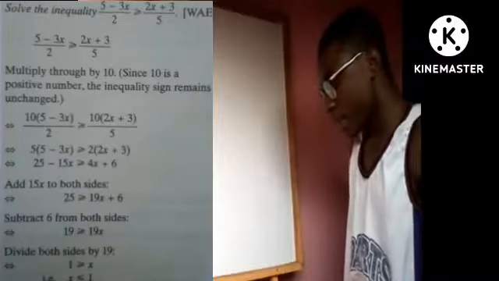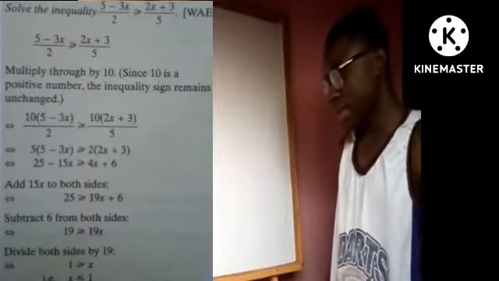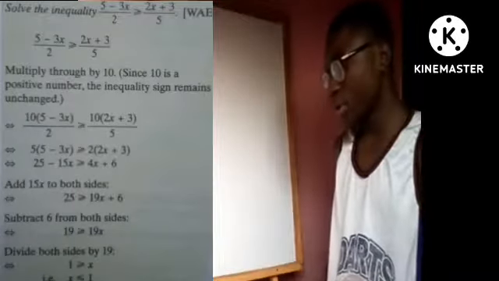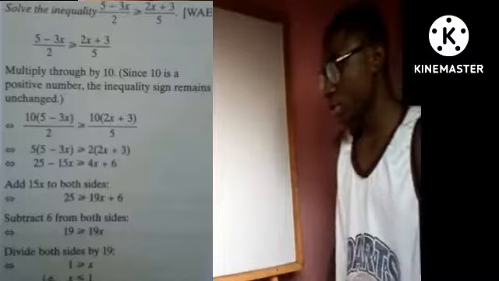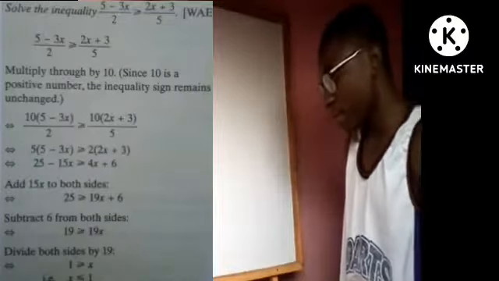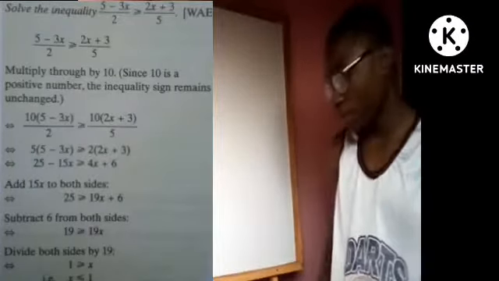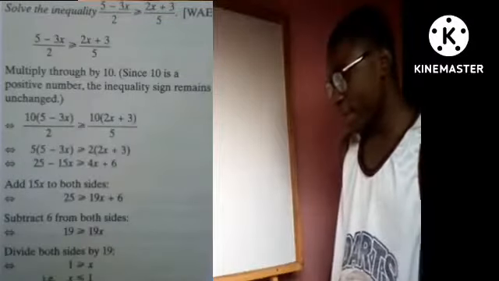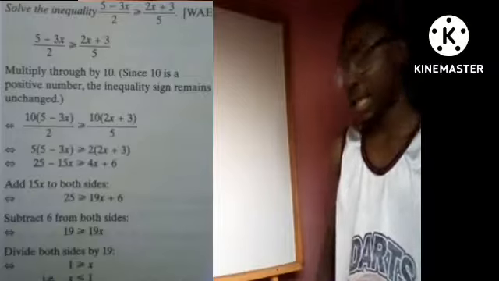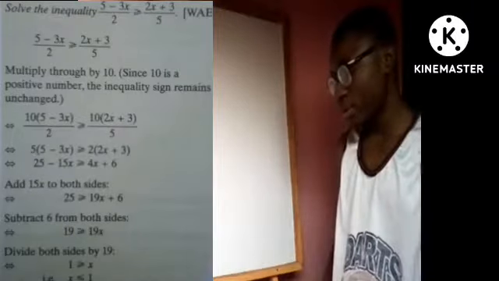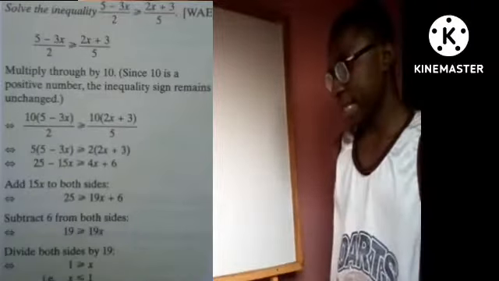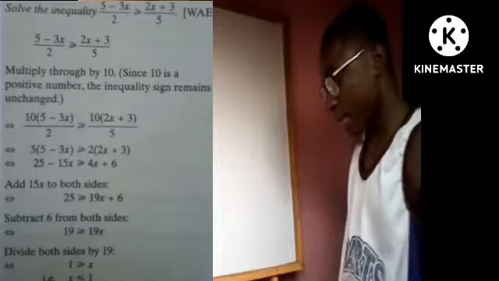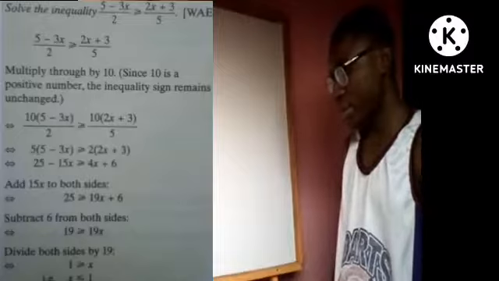So we have 10 open brackets 5 minus 3x close brackets divided by 2 is greater than or equal to 10 open brackets 2x plus 3 close brackets over 5. Then we have 25 minus 15x is greater than or equal to 4x plus 6. When we add 15x to both sides, we have 25 is greater than or equal to 19x plus 6. Then when we subtract 6 from both sides, we have 19 is greater than or equal to 19x. Dividing both sides by 19, you have 1 is greater than or equal to x.